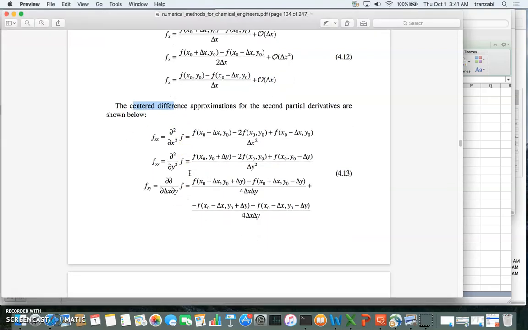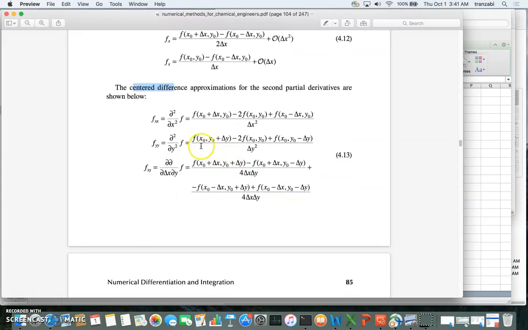So we can do the same thing to calculate the second derivative with respect to y. In this case, we fix x and change y. So that's going to be y plus delta y, and then y minus delta y, and divide the whole thing by delta y squared.